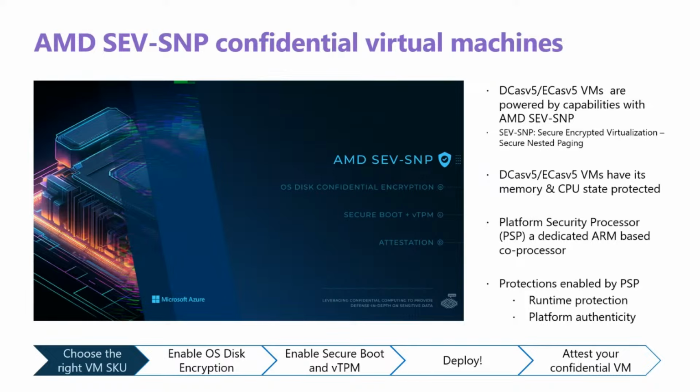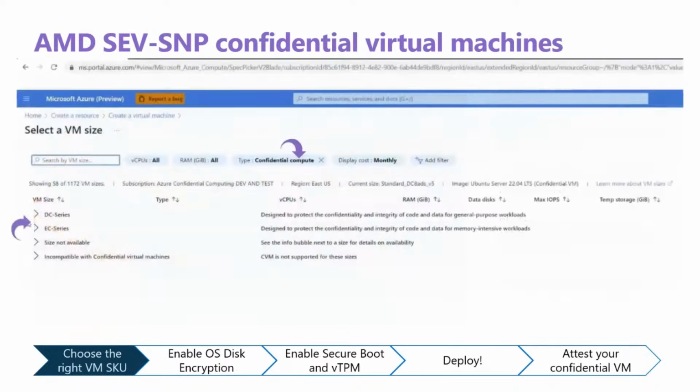Now, when it comes to the VM deployment workflow, the most important thing is, depending on your requirements, you need to make sure that you choose the right VM SKU. In this case, if you prefer a VM SKU that has support for AMD SEV-SNP, then pick DCasv5 or ECasv5. Amazing. So we see that we can leverage AMD SEV-SNP hardware just by ensuring our type is confidential compute and we pick from the DC and EC series SKUs.